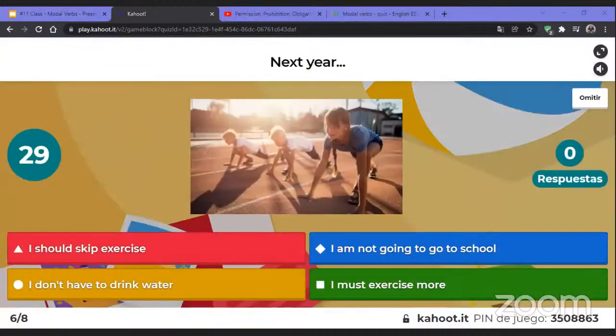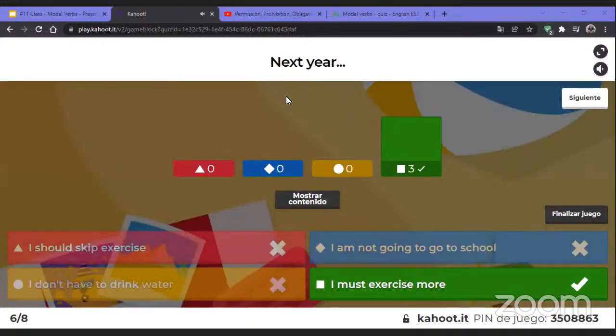Okay, let's see. In this one, we have three kids preparing for a race. Let's move on. Please don't select the red one. Okay, this one was easy. I must exercise more. Excellent. It was easy.